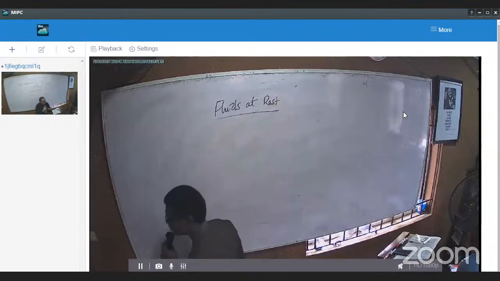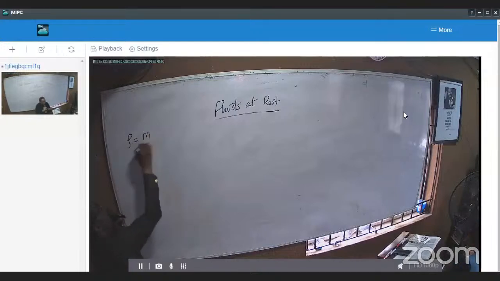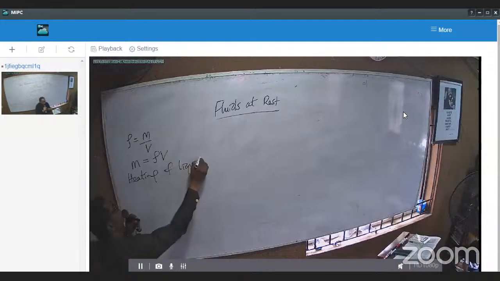Tosin, where's Tosin? Pressure is clear now. Good. Full address. So density, mass over volume. So mass is rho V. Then mixing of liquid. When you mix liquid, what happens? Rho 1 V1 equals rho 2 V2.